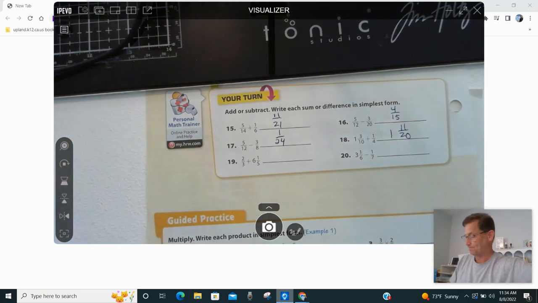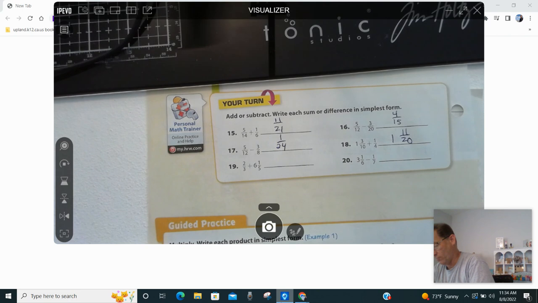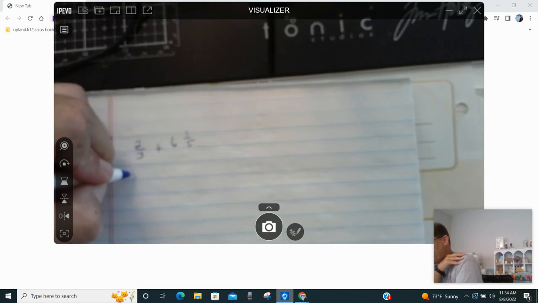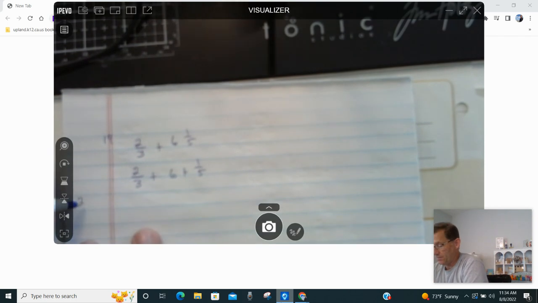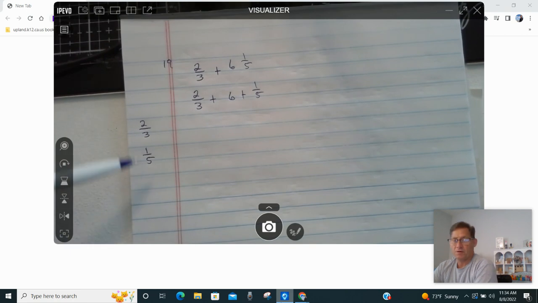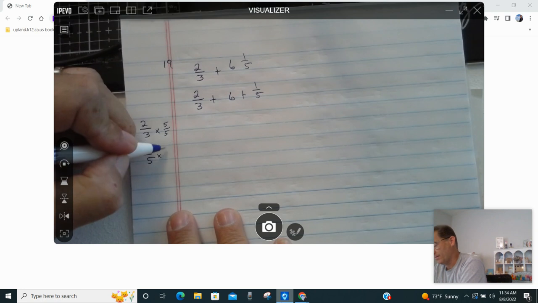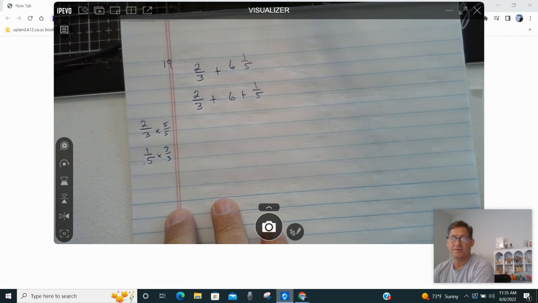Okay, number 19. 2/3 plus 6 and 1/5. Okay, again, 6 and 1/5 can be rewritten as 6 plus 1/5. So let's just find a common denominator of 2/3 and 1/5. Okay, in this case, 3 and 5 are both prime. So I'm just going to multiply 2/3 by 5 over 5, and I'll multiply 1/5 by 3 over 3. In other words, I know that if I multiply the thirds and the fifths, I'd get a common denominator of 15ths.